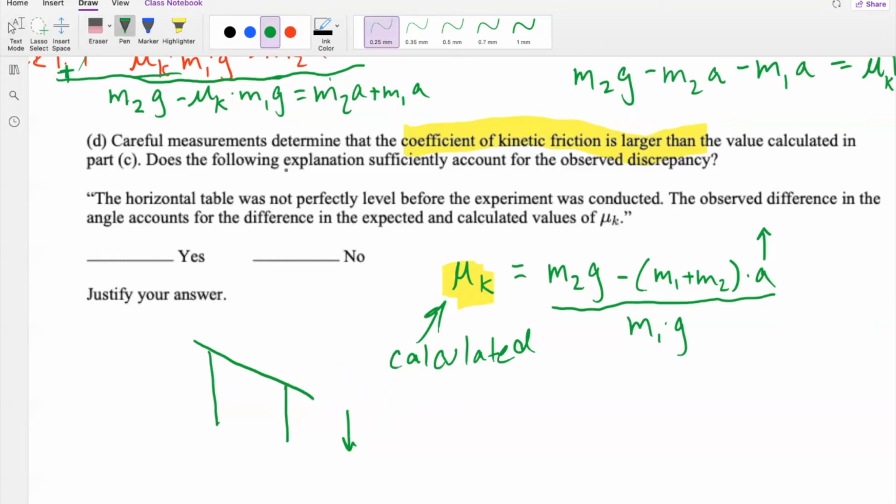Okay, so it looks to me like this is in agreement, because if the table happens to be inclined down a little bit and we don't take that into account, we are shortchanging the expected measurement here. And so we're going to have a larger acceleration than what should have been. That's going to give us a smaller numerator and therefore a smaller coefficient of friction. So I would say yes. And that would be my justification for the wording.